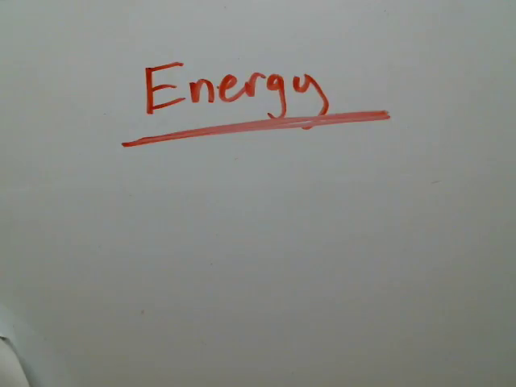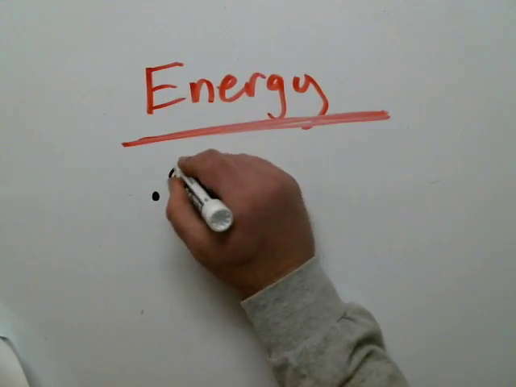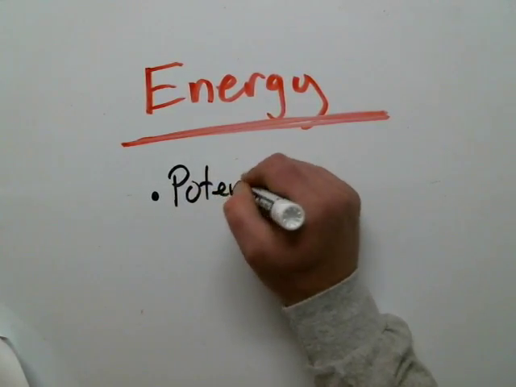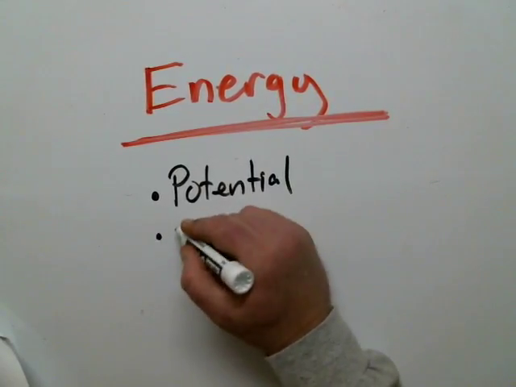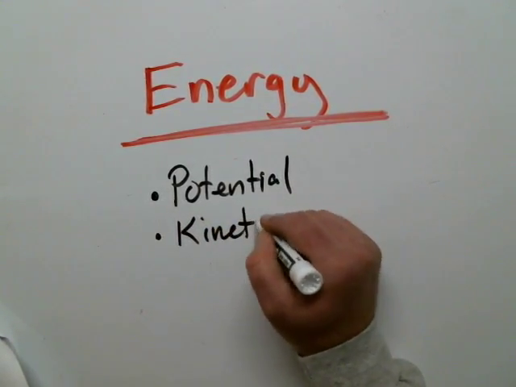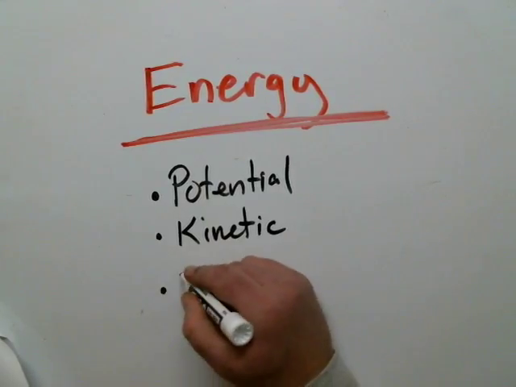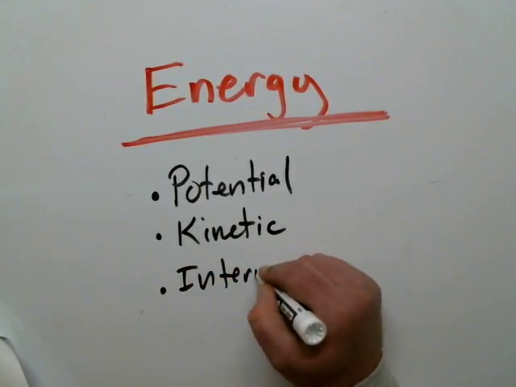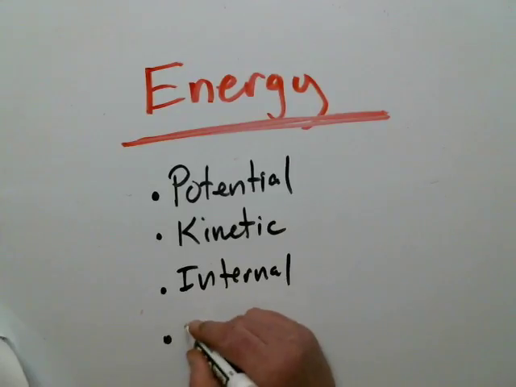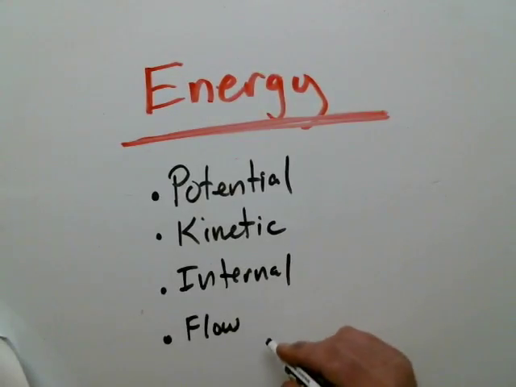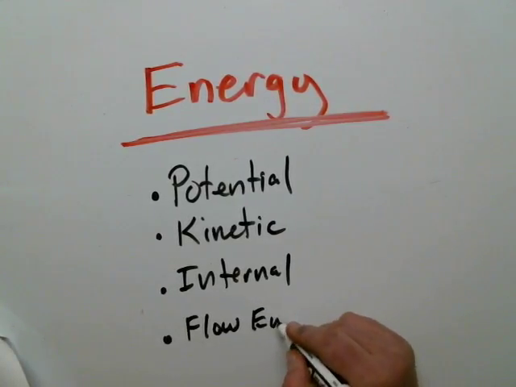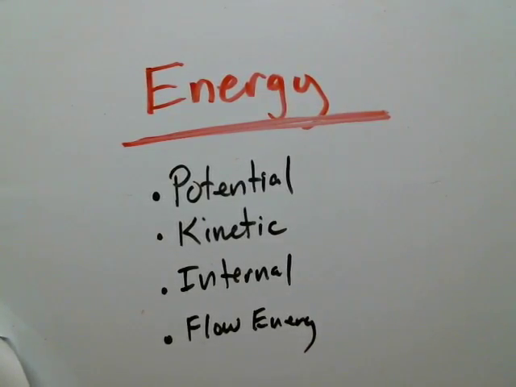In your student guide, you'll see section 4.1 is energy. And we're going to look at 4 types. One is potential energy. The other is kinetic energy. Another is internal energy. And another one is flow. I have a flowing fluid. It can do work. Energy is the ability to do work. This is going to be flow energy. So these are 4 types that we're going to look at.